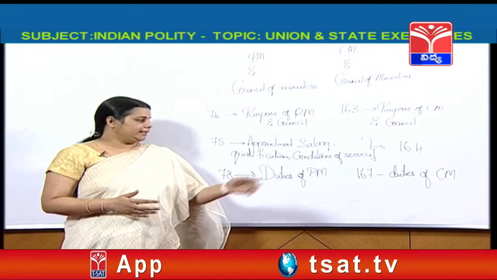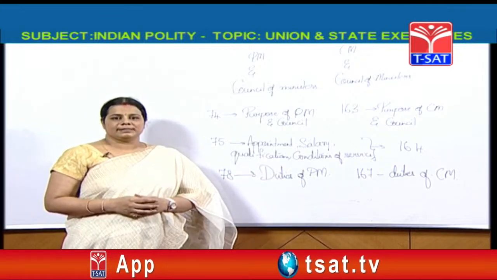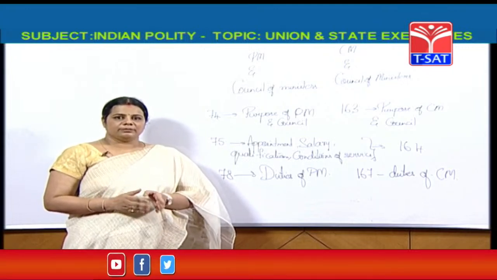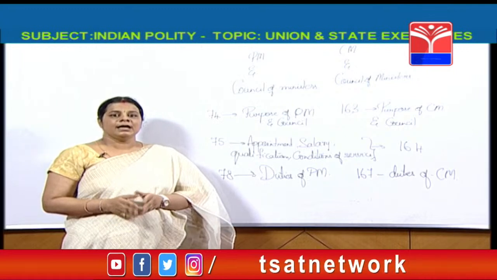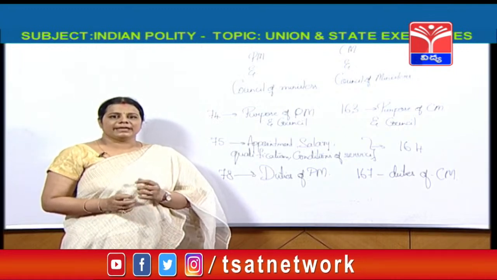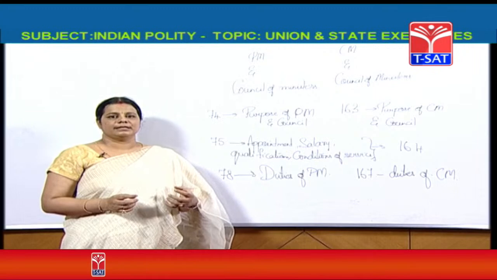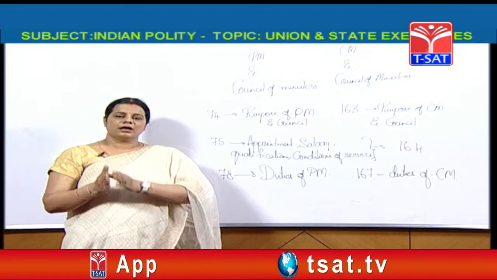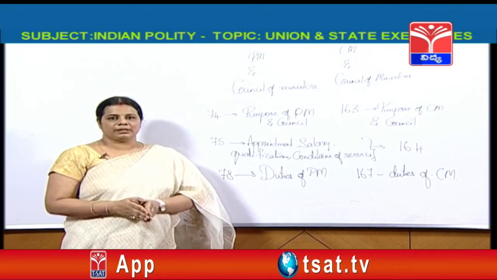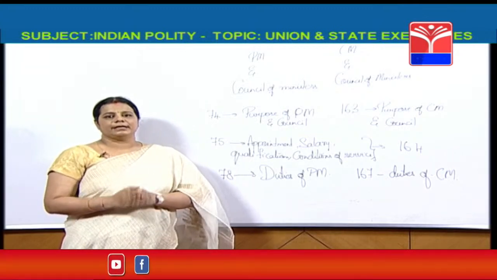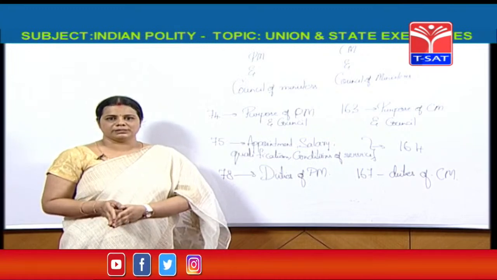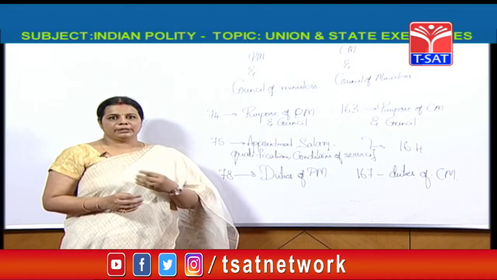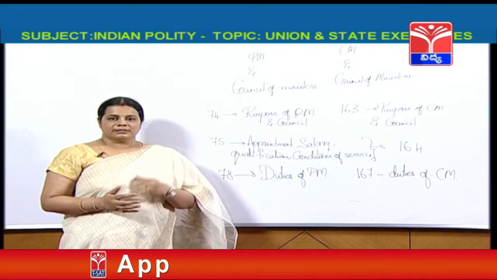Similar to Article 78, we have Article 167 which deals with the duties of the CM. The way the Prime Minister is a link between the Council of Ministers and President, the Chief Minister will also be a key link between the Council of Ministers and the Governor. అంటే Council of Ministers తీసుకున్న ప్రతి డెసిషన్ గవర్నర్కి CM చెప్పాలి. Governor will not have any direct communication with the Council of Ministers. Any communication he wants to have with the Council of Ministers must be routed through the Chief Minister. This is the first thing.